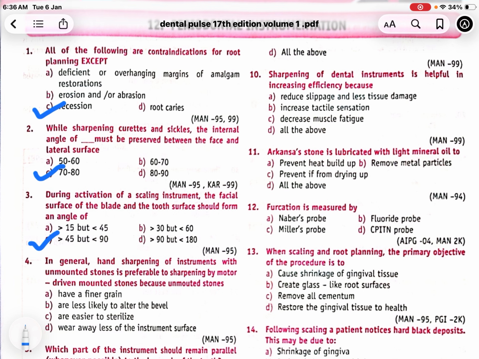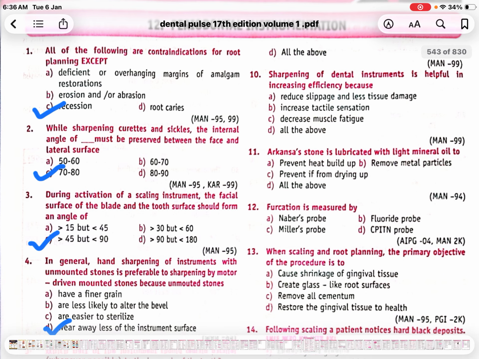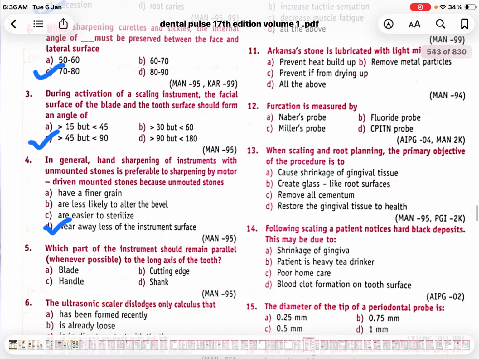In general, hand sharpening of the instrument with unmounted stone is preferable to sharpening by motor driven mounted stone, because unmounted stones wear away less of the instrument surface.